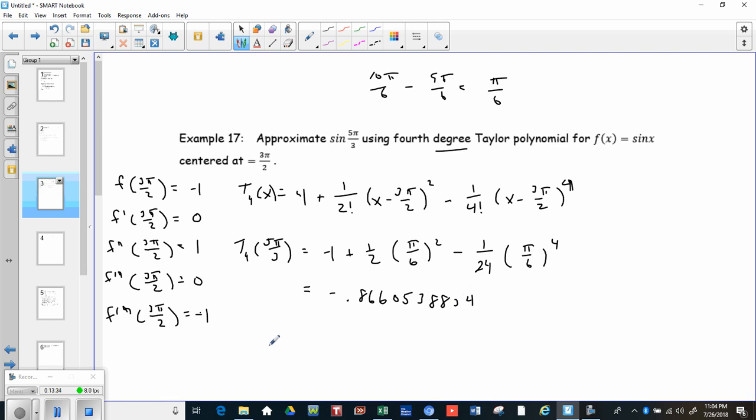And then if you just want to plug in, now you have to be in radians, don't forget that. If you just plug in sine of 5 pi thirds, of course we know the exact value of sine of 5 pi thirds is negative root 3 over 2. And then if you plug that into your calculator, you get the decimal approximation, negative 0.86600254038.